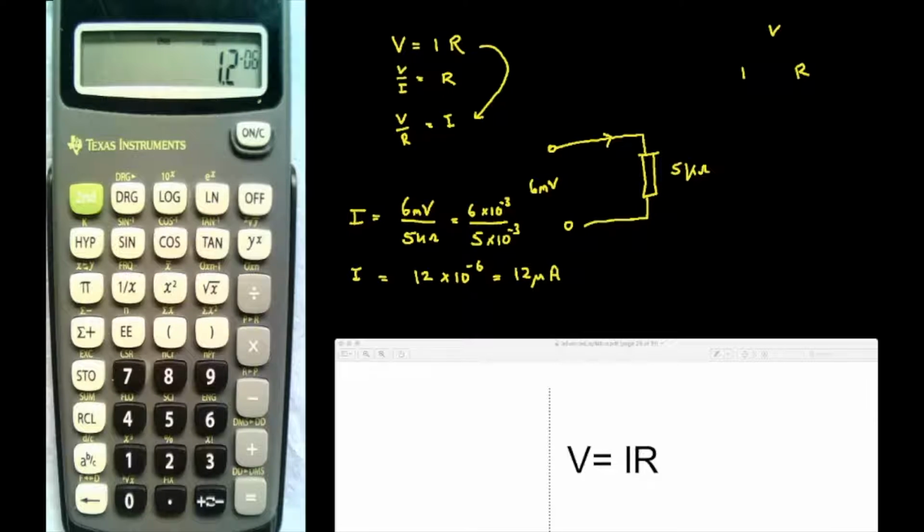Now that's a very small current. Let's just do a sense check on that, a sanity check. Well, we've got a very small voltage, only 0.006 of a volt, and we've got a very high resistance, 5,000 ohms. So we'd expect with a very low voltage and a very high resistance that a small current would flow. So on the surface that seems quite reasonable. So I'm happy with that. So that's V equals IR.